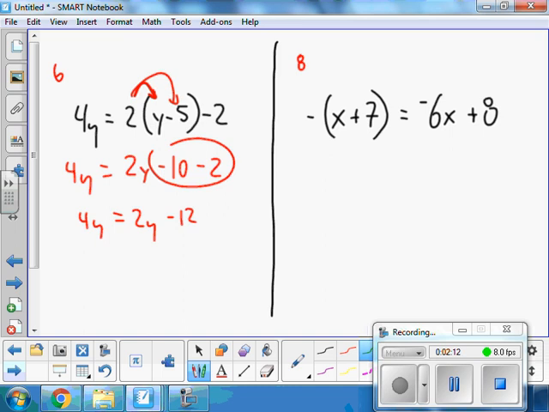And I'm going to subtract 2y from both sides, so I end up with 2y equals negative 12. And then I'll divide by 2, and 2 over 2 is 1, so I end up with y equals negative 12 divided by 2, which is going to be negative 6.